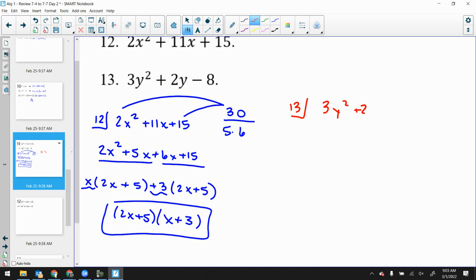3y squared plus 2y minus 8. All right, so my next question goes to Kenny. What am I going to find the factors of here?